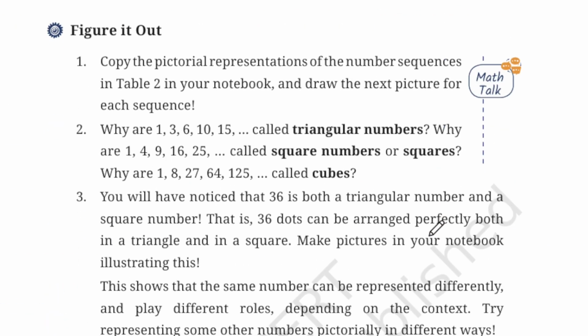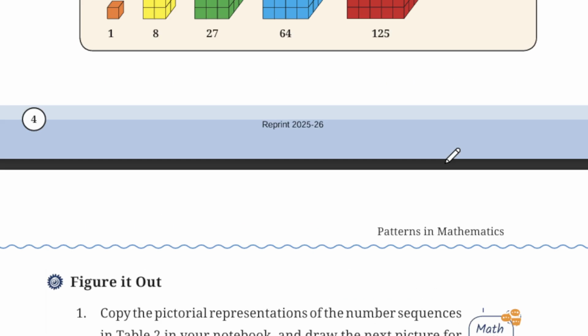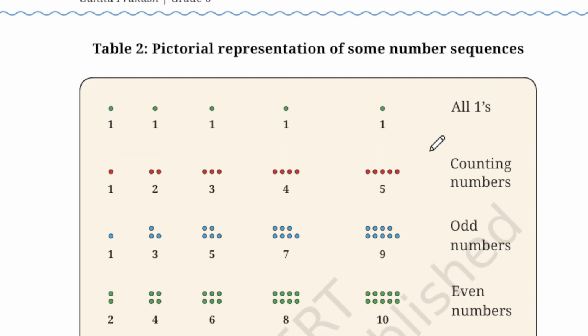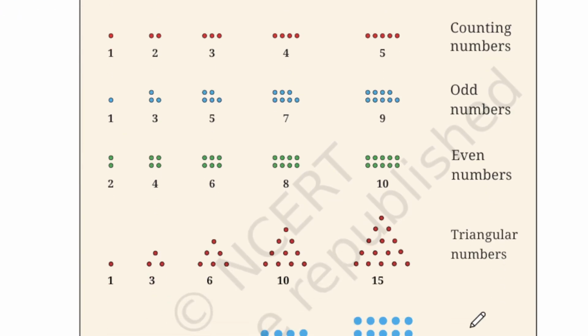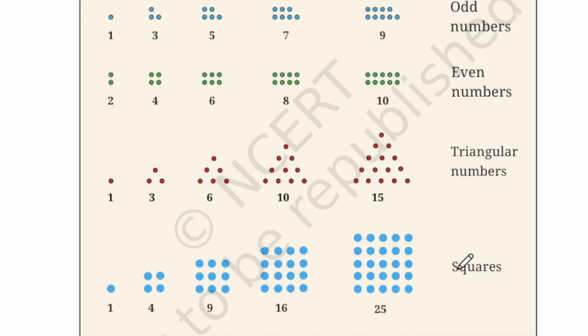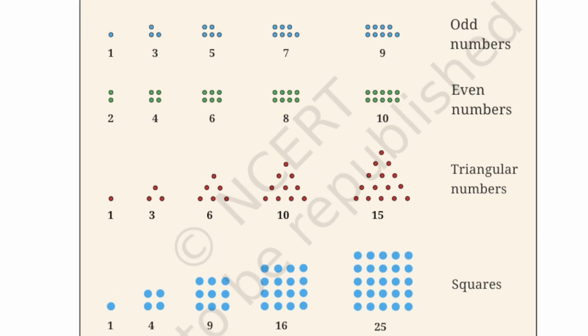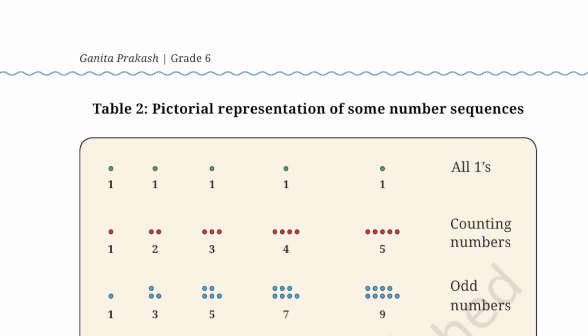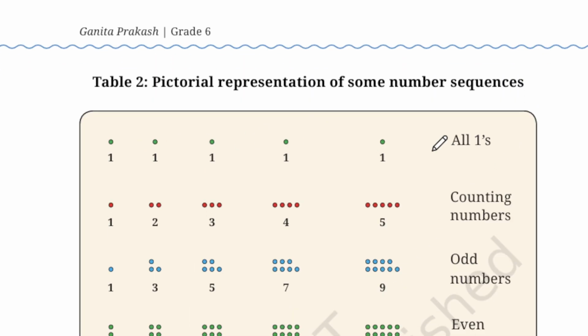Alright, next, figure it out. Copy the pictorial representation of the number sequences in table 2 in your notebook. Draw the next picture for each sequence. So this is table 2 and you have to draw the next picture for each. Alright, so we will do it here itself. Let me change my pencil thickness so that we can draw it. Okay, first one is all ones. So the next is obviously going to be 1, so just put 1.